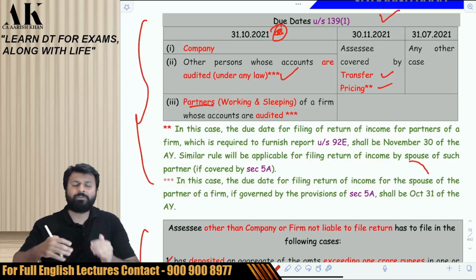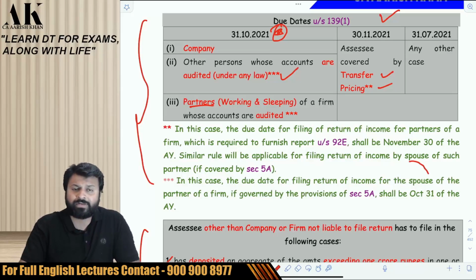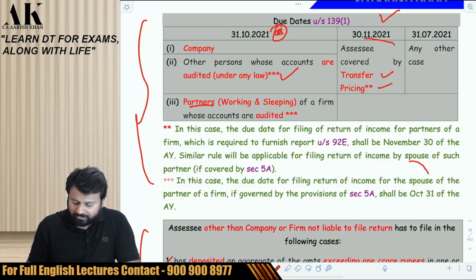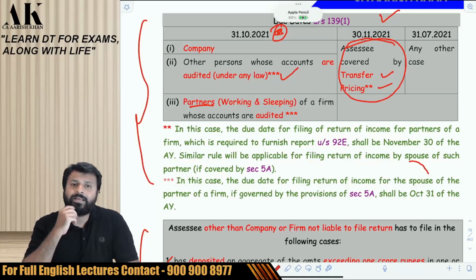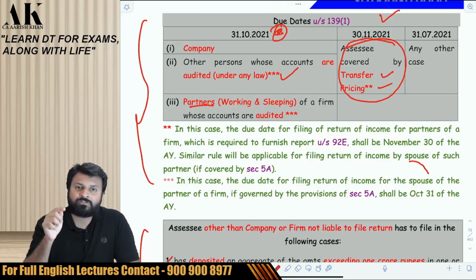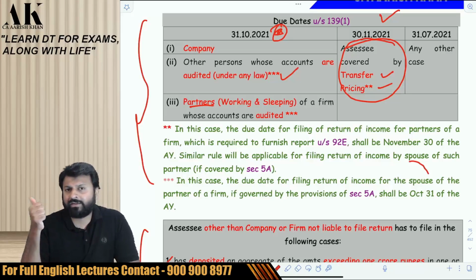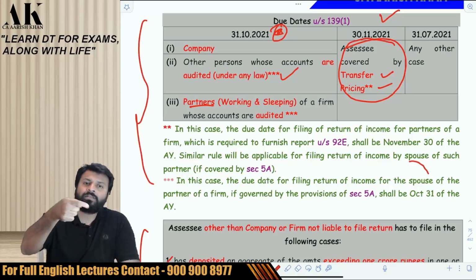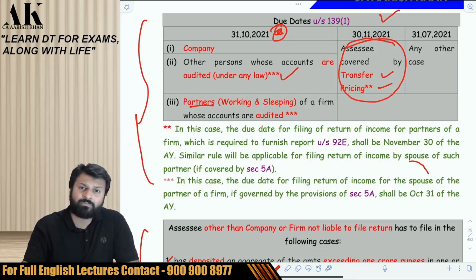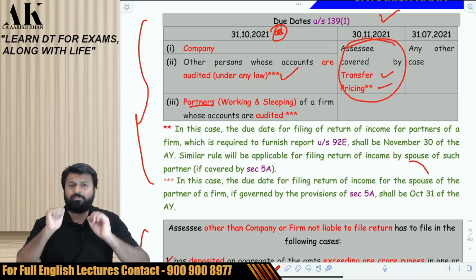Now there are some amendments made by Finance Act 2021. Now what are those amendments? Listen carefully. The first amendment is with respect to this provision. Pay attention please. There is a partnership firm which is liable for transfer pricing. Now if a partnership firm is liable for transfer pricing, understand that the firm will file the return in November. Then how can the partner file the return in July? The partner cannot file the return before the firm files, because the partner will be getting the remuneration, interest, etc.